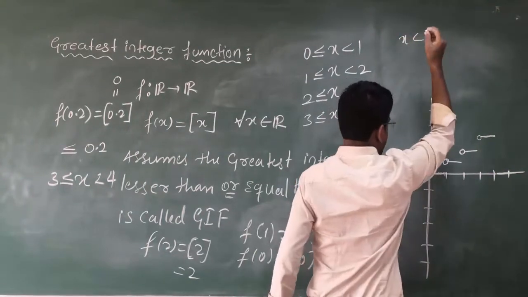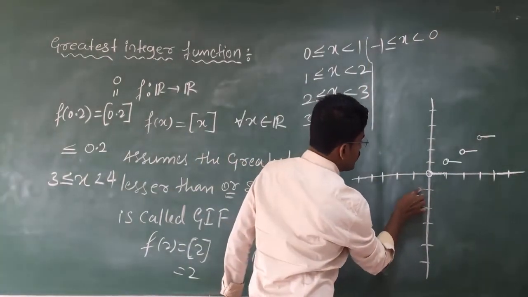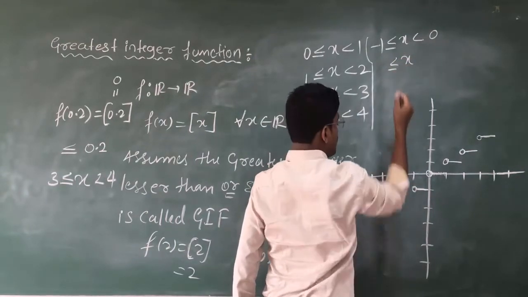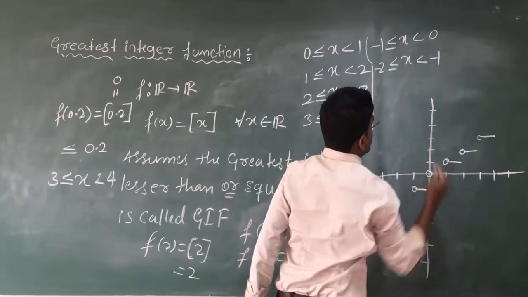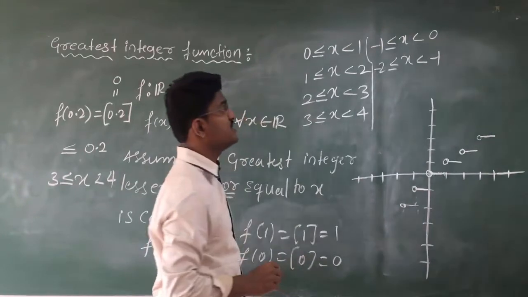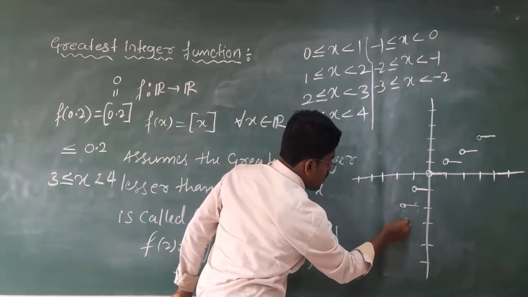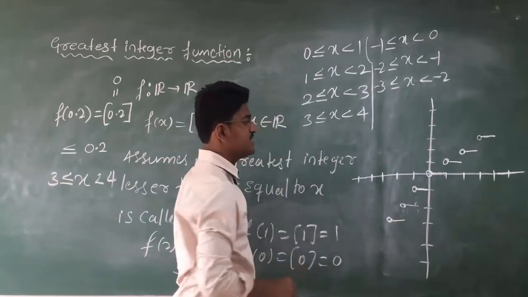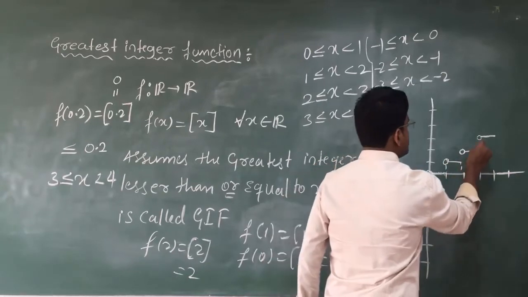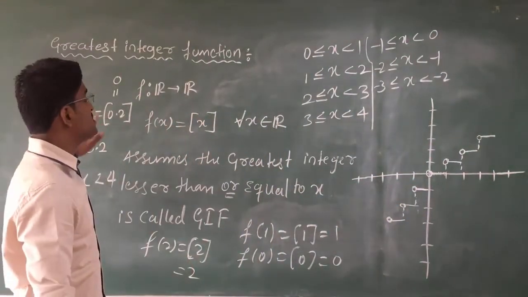Whenever x is in between 0 to minus 1, all the numbers will come and gather at minus 1. Whenever x is in between minus 2 and minus 1, all the numbers come and gather at minus 2. X is in between minus 3 and minus 2, all the numbers will come and gather at minus 3. So like this, the stepwise graph is formed. Clear? Like this, the stepwise graph is formed for the greatest integer function.